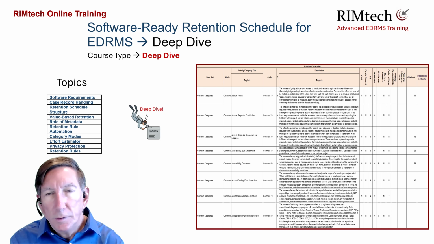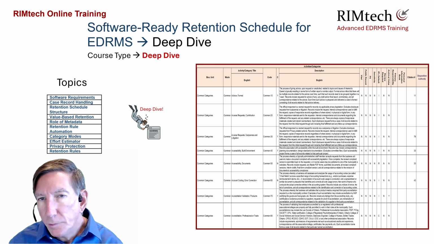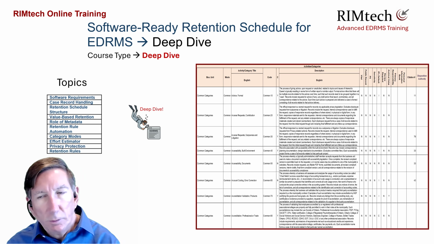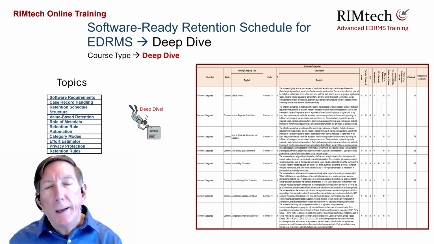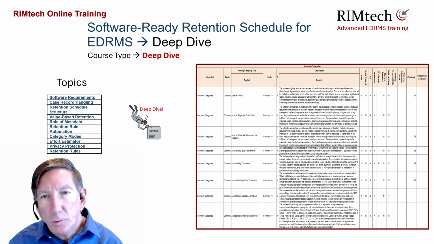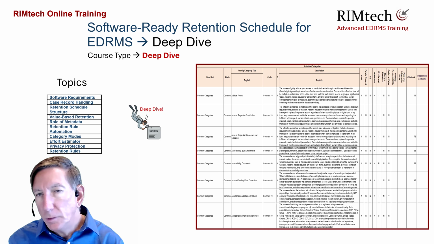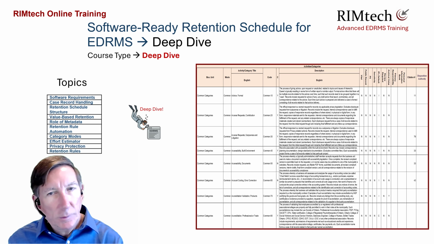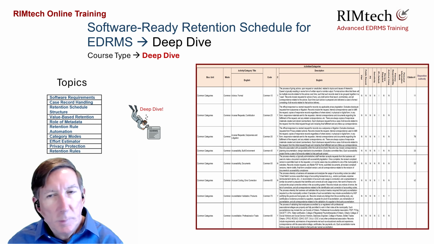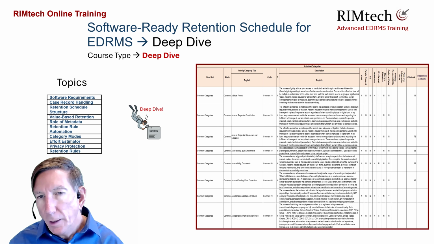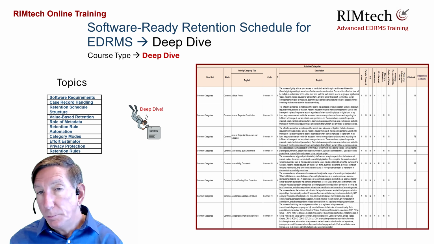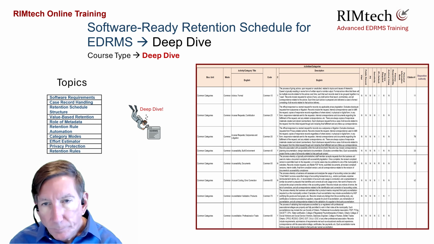Here's what we'll cover in this course. The requirements that the software expects of you. We'll look at what case records are and how to handle them correctly in the retention schedule. And we'll look at value-based retention. In the old days, one business activity or category in the retention schedule only had one retention rule. Those days are long gone. Now you can have as many rules as you want per category, and you can have a different retention rule based on the retention value of the records.